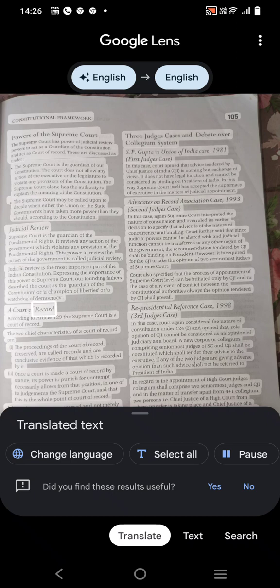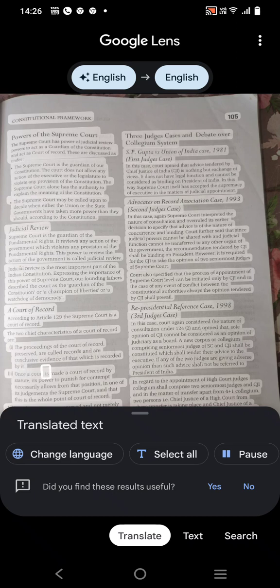A court of record. According to Article 129, the Supreme Court is a court of record. The two chief characteristics of a court of record are: first, the proceedings of the court of record, preserved, are called records and are conclusive evidence of that which is recorded by it.